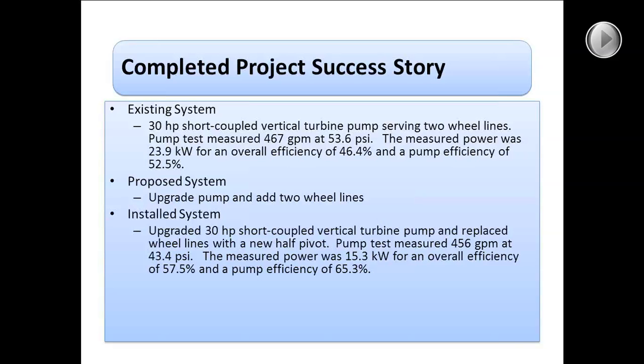What they ended up doing is deciding to install a new center pivot, half-circle center pivot, get rid of the wheel lines, and then they didn't actually replace the pump on this system. They worked on the pump. They rebuilt the bowls and did some new bearings and that stuff. So they didn't get their efficiency up as high as they probably could have with the new pump, but they improved it to 65% instead of 53%, which is still a really good improvement.